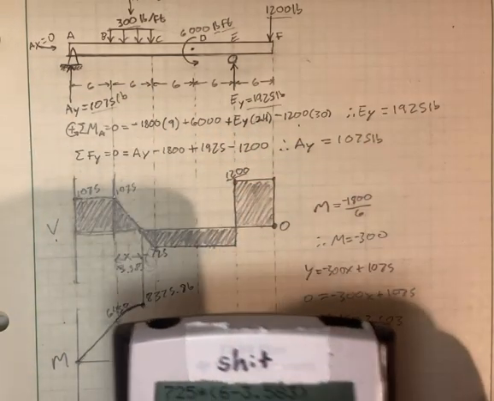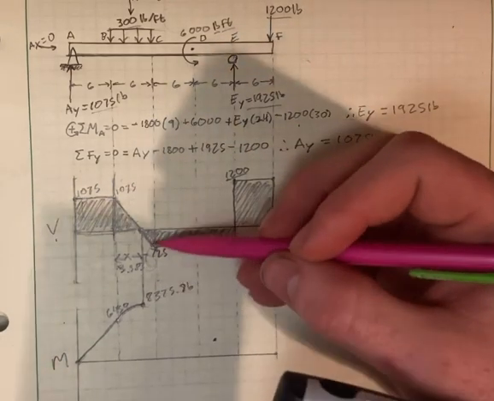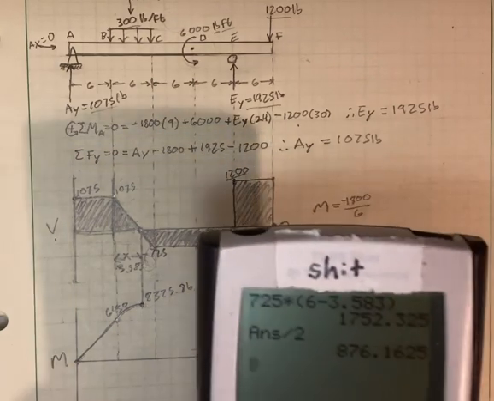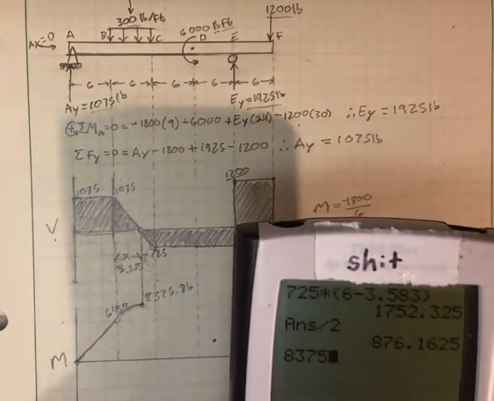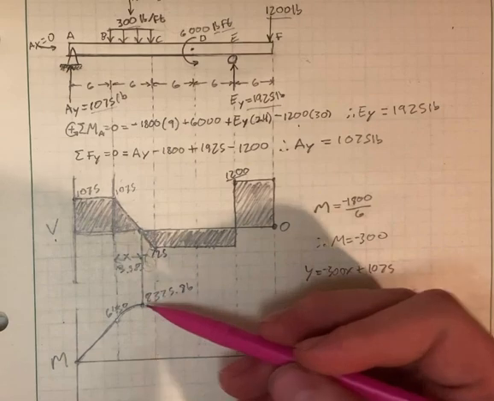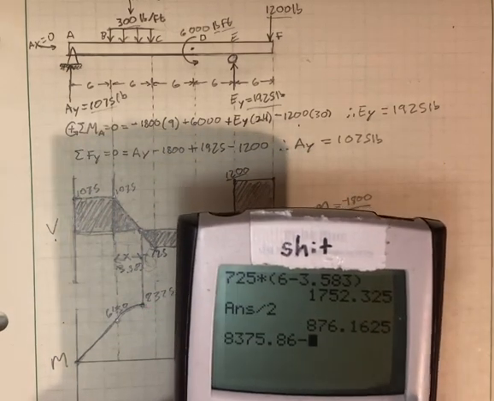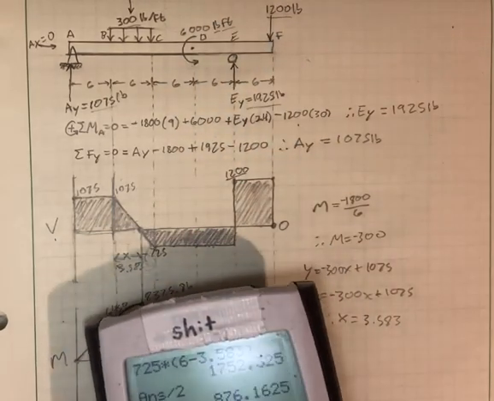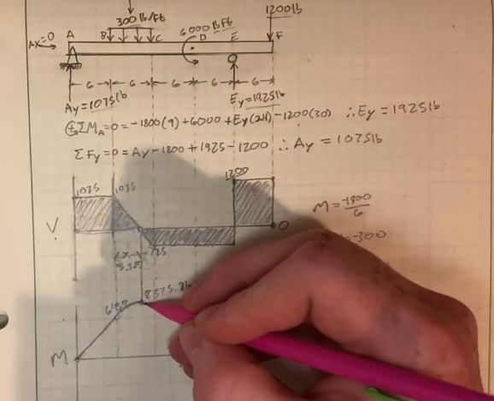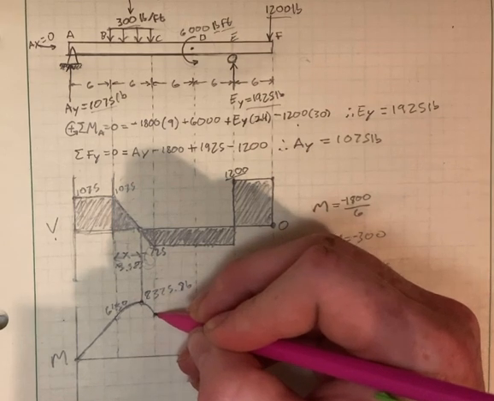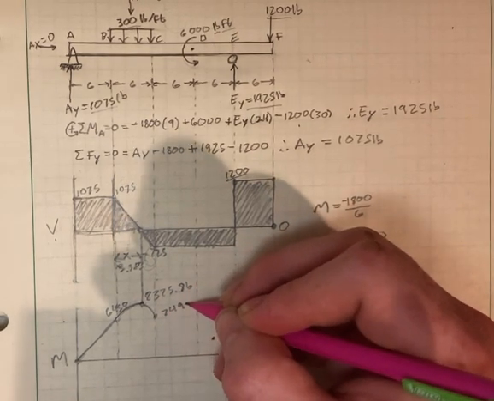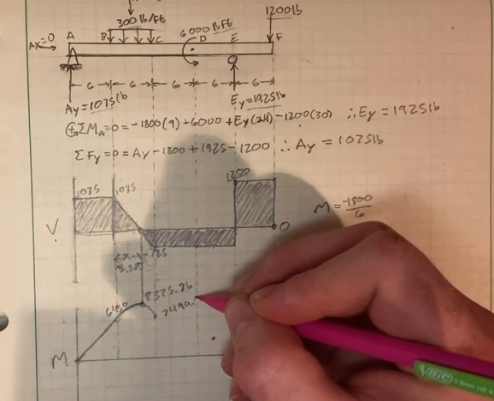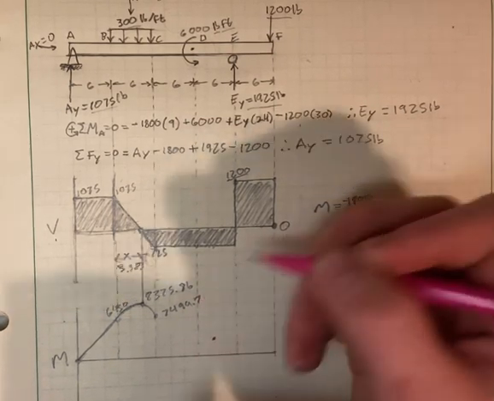So this is negative area. It's going to go down from that value. 8375.86, our last point, minus the amount that it's going to go down, the area of this triangle. That's going to put us at 7499.7. That's pretty close, right?